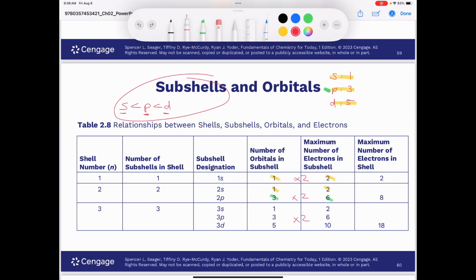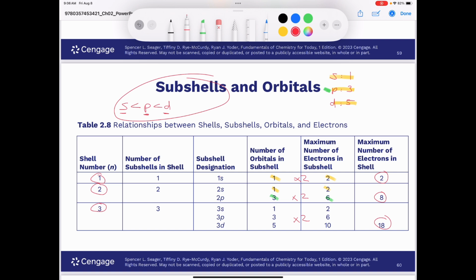So now, if we tally up the maximum number of electrons in a shell, you can see that for n is equal to 1, you can have a maximum of 2. For n is equal to 2, you can have a maximum of 8. And for n is equal to 3, you can have a maximum of 18.